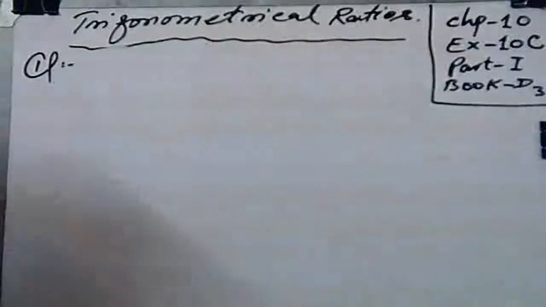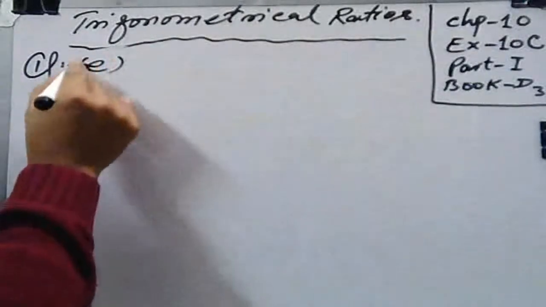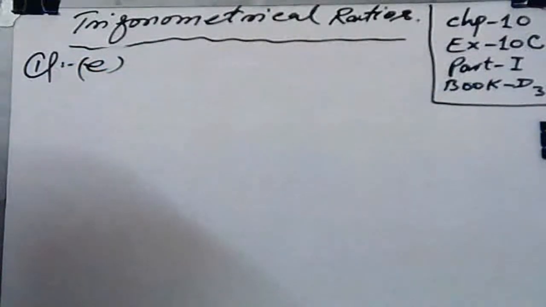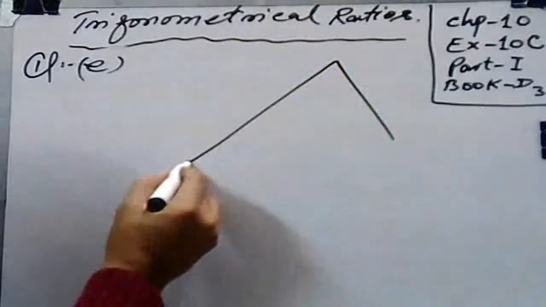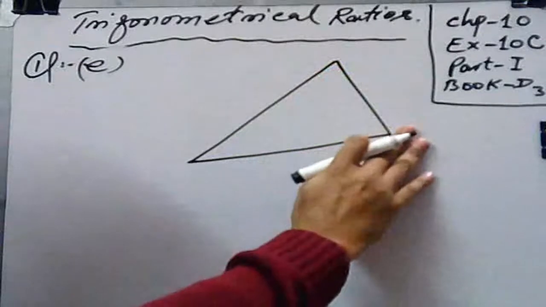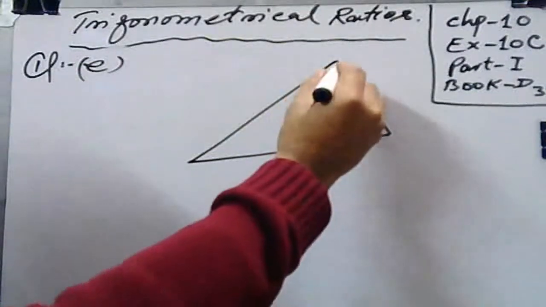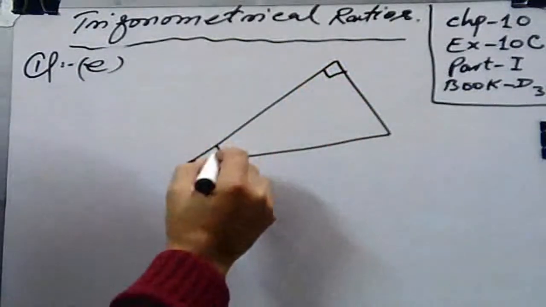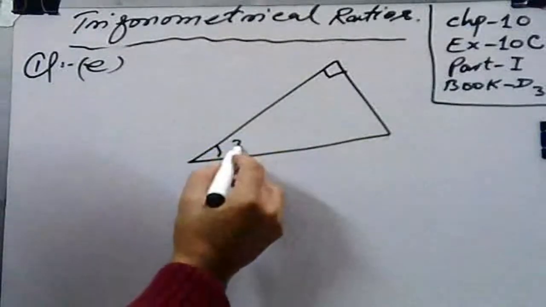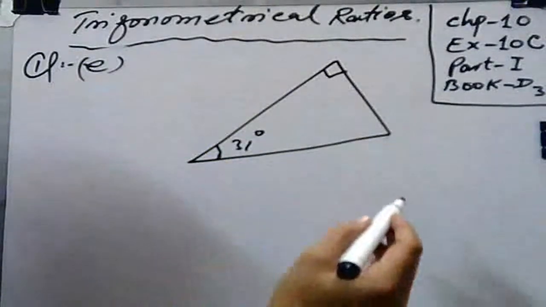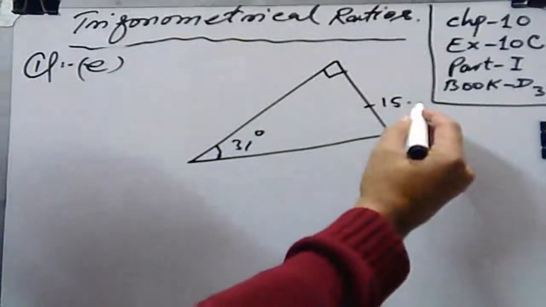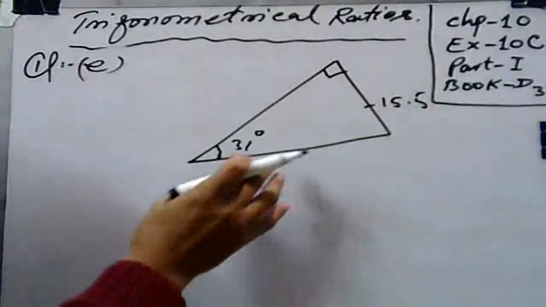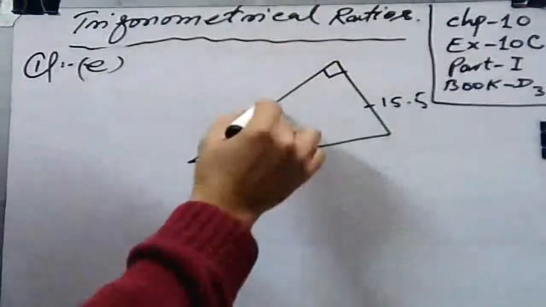In part E, the given triangle is like this. You can see that is your given triangle. Here is your 90, this one is your 31 degree, and this one is your 15.5. So we have to find this side, that is your x.